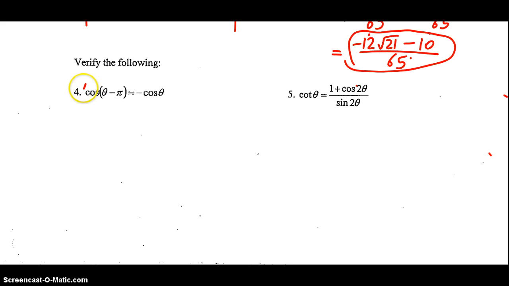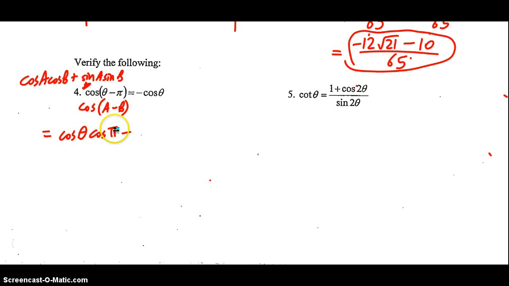I'm going to say start from the left. It looks more complicated. This, to me, and I hope it does to you, looks like cosine of A minus B. All right? So let's try that. Cosine of A minus B, if I remember correctly, is cosine A cosine B plus sine A sine B. All right? So let's plug that in. Only this time A is theta, B is pi. So we have cosine theta cosine pi minus sine theta sine pi.